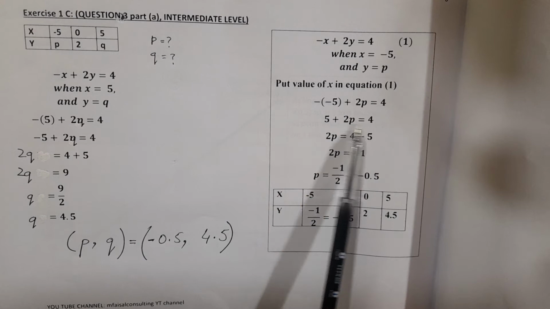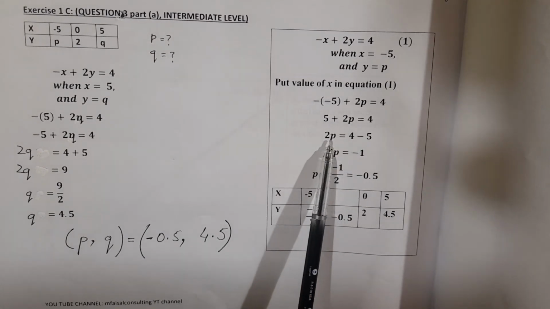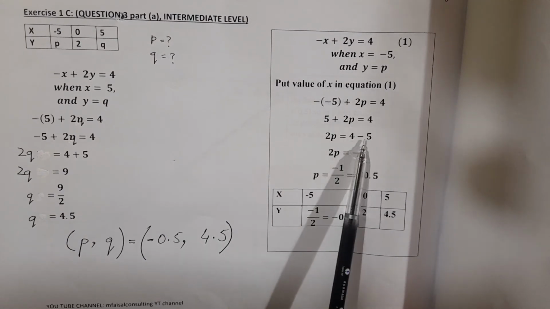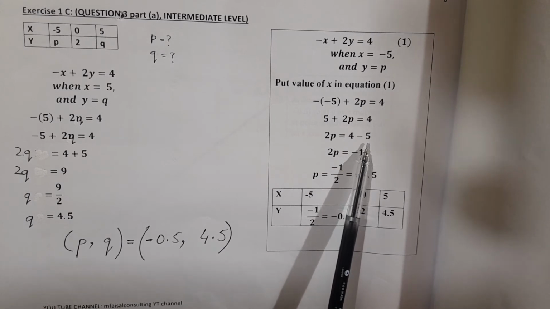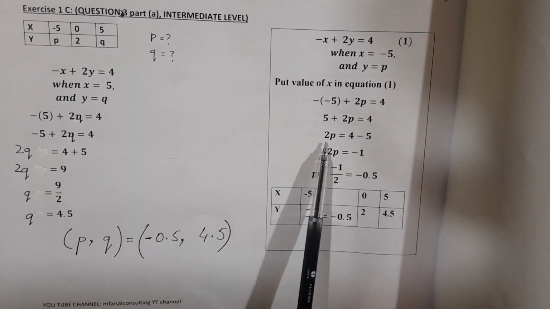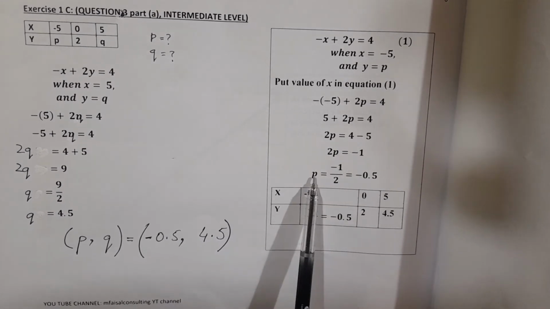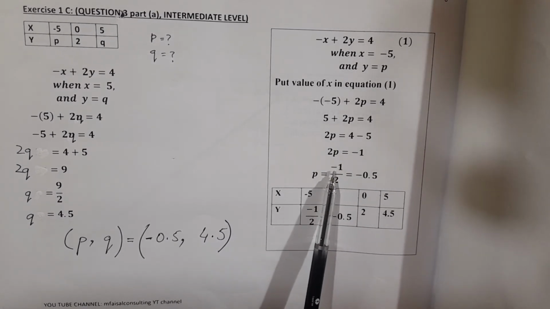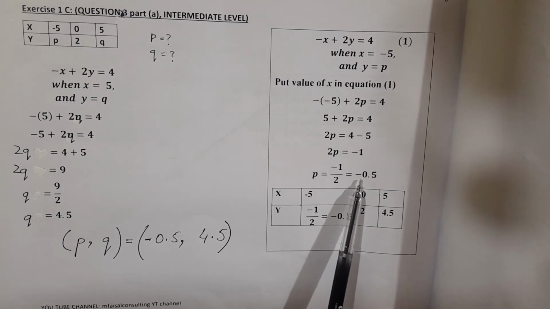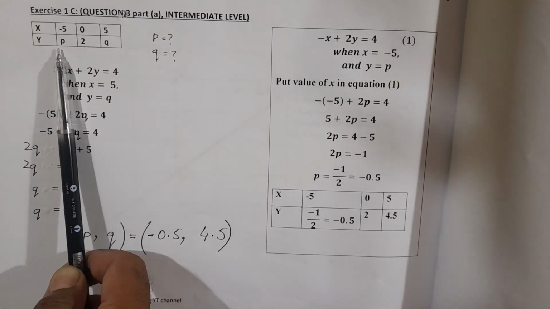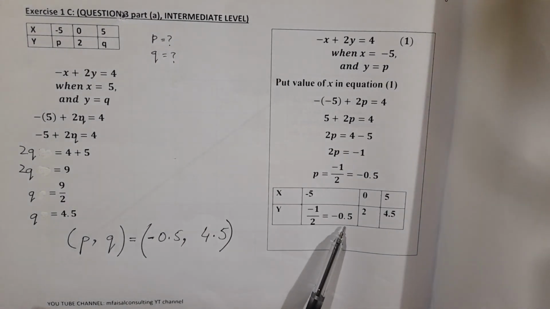So 5 plus 2p is equal to 4, or 2p is equal to 4 minus 5. We take 5 to the right hand side of the equals sign, and it becomes negative, minus 5. So 2p is equal to 4 minus 5, or 2p is equal to minus 1. P is equal to minus 1 by 2, or minus 0.5. So p is minus 0.5.